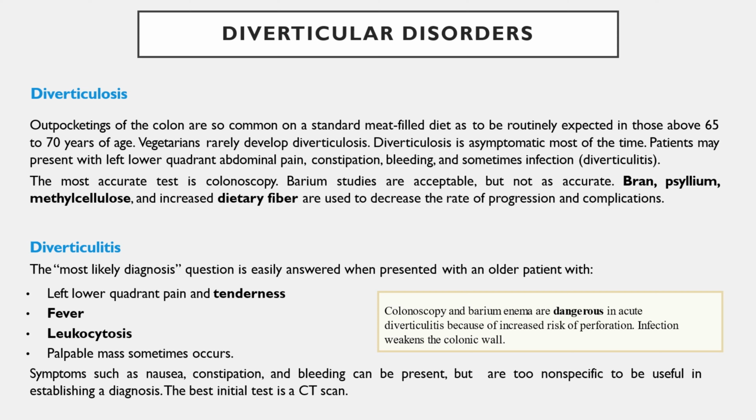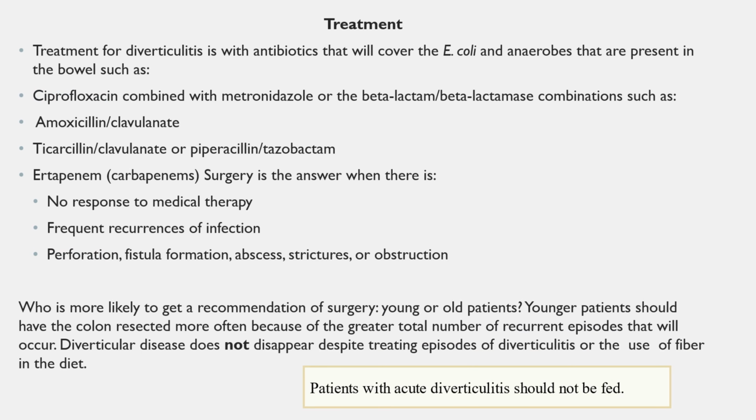And let's go to slide 12, which is the last slide. The treatment of diverticulitis is with antibiotics which cover E. coli and anaerobes, which are present in the bowel, such as ciprofloxacin combined with metronidazole, or beta-lactamase combinations such as amoxicillin clavulanate, ticarcillin clavulanate, or piperacillin tazobactam.